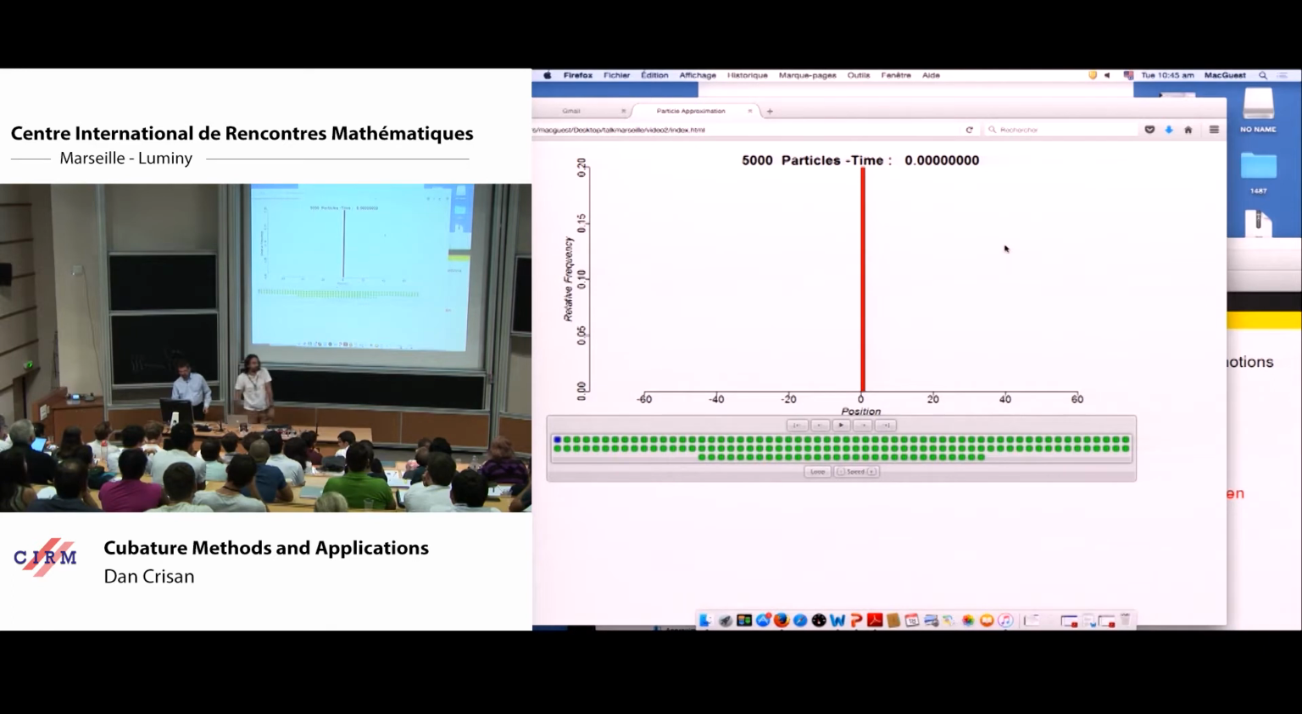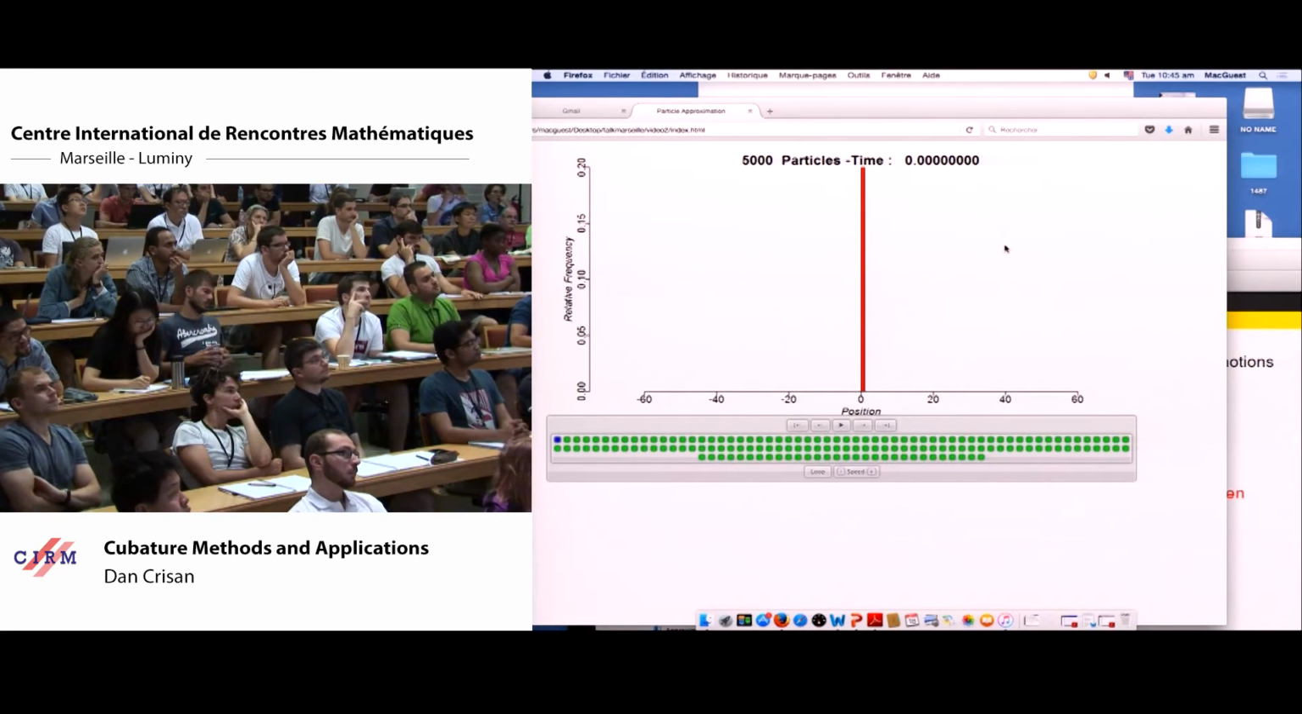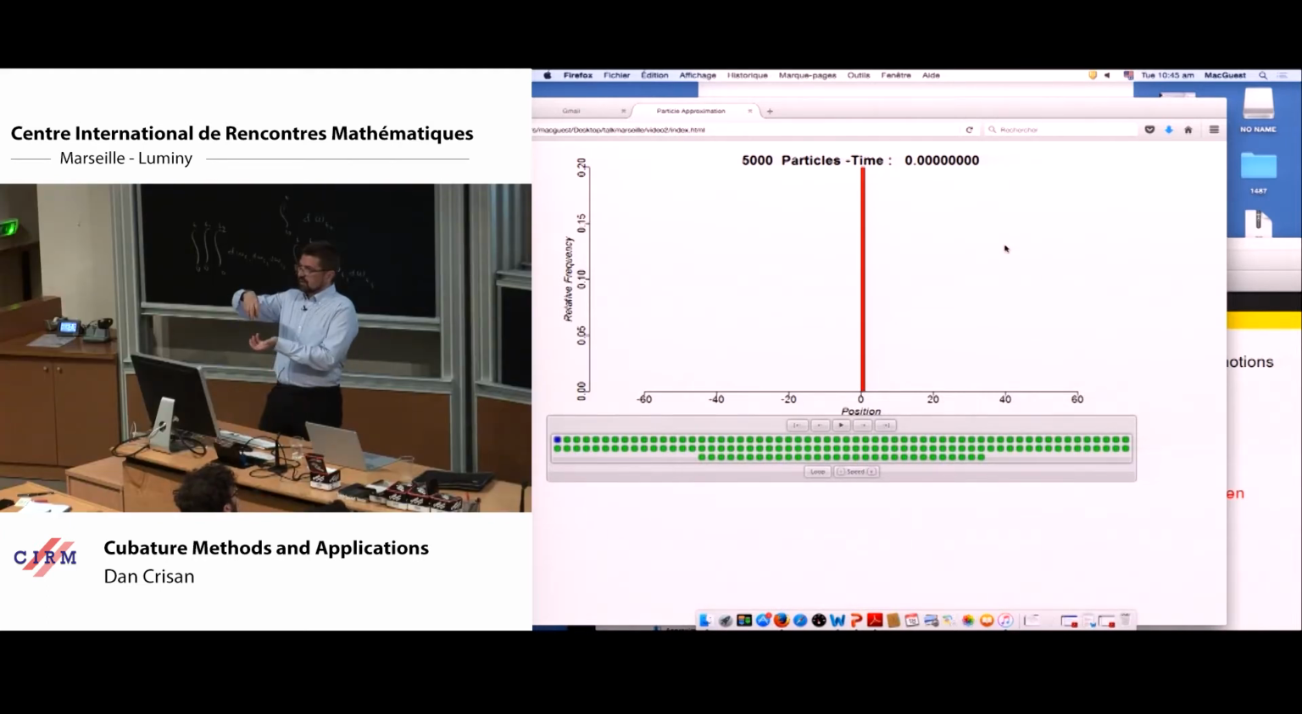Okay, so what you'll see next is a simulation where you see the evolution of some particles. Each of the particles evolves according to one of those ODEs. I'm choosing 5,000 particles. So at each time, I'm solving 5,000 ODEs, okay?